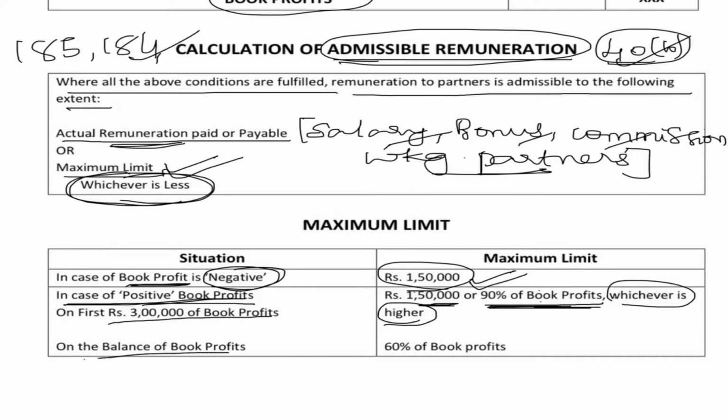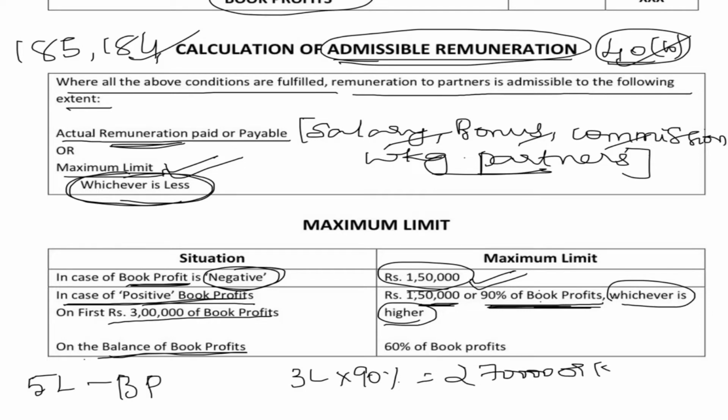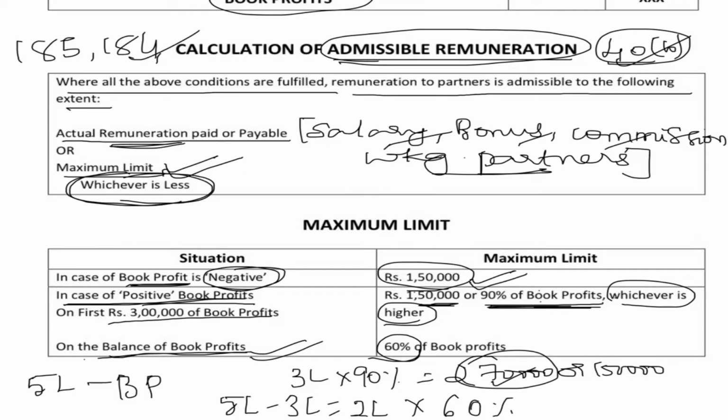On the remaining balance of book profit, say for example we have 5 lakh of book profit, I have considered the first 3 lakh into 90%, that is 2,70,000, or 1,50,000. So 2,70,000 is higher, so first we will consider 2,70,000. Now on the remaining balance, that is 5 lakh minus 3 lakh, the remaining balance is 2 lakh. This will be calculated at the standard rate of 60%. Summing up the value of 2,70,000 and the value which we get here will be our maximum limit.